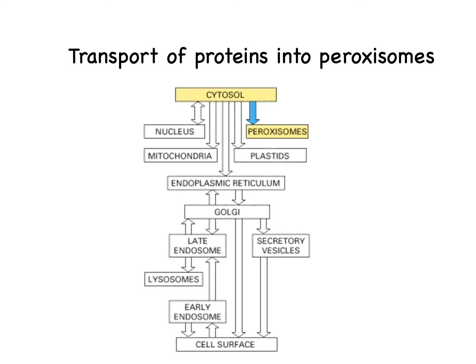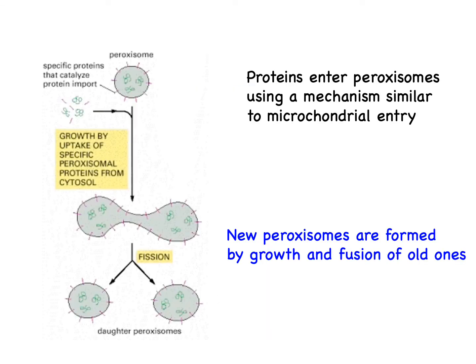Okay, I'm not going to talk much about proteins going into the peroxisomes. The mechanism is very similar to going into mitochondria. So once the protein enters into the peroxisome, new peroxisomes can be formed by increasing the size and volume of the peroxisome and then budding off into two daughter peroxisomes.